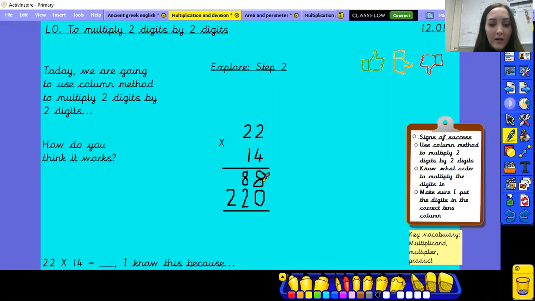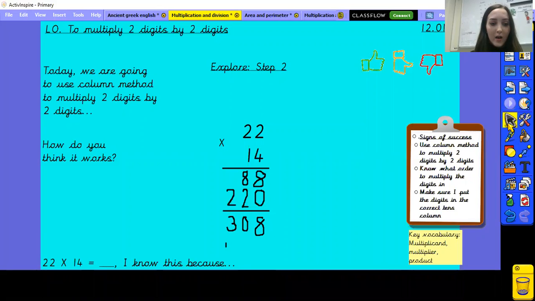But next, I need to work out my answer. So I'm going to add these two numbers together. So 8 add 0 is 8. 8 add 2 is 10, so my 0 goes here and my 1 underneath. And 2 add the 1 is 3, so my answer is 308. So, as you can see here, we've used the column method to multiply 2-digit numbers together, and our answer is 308.